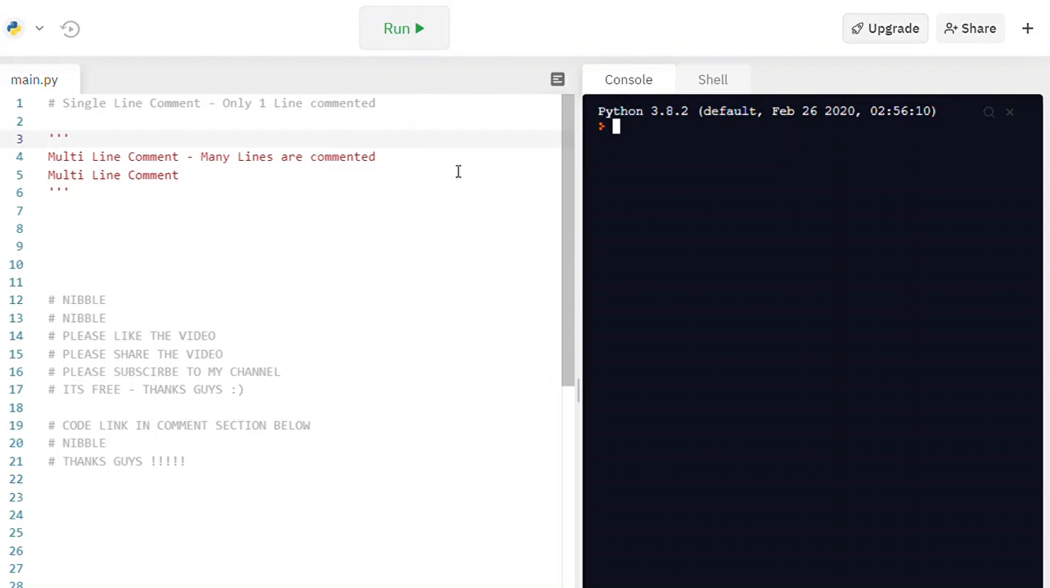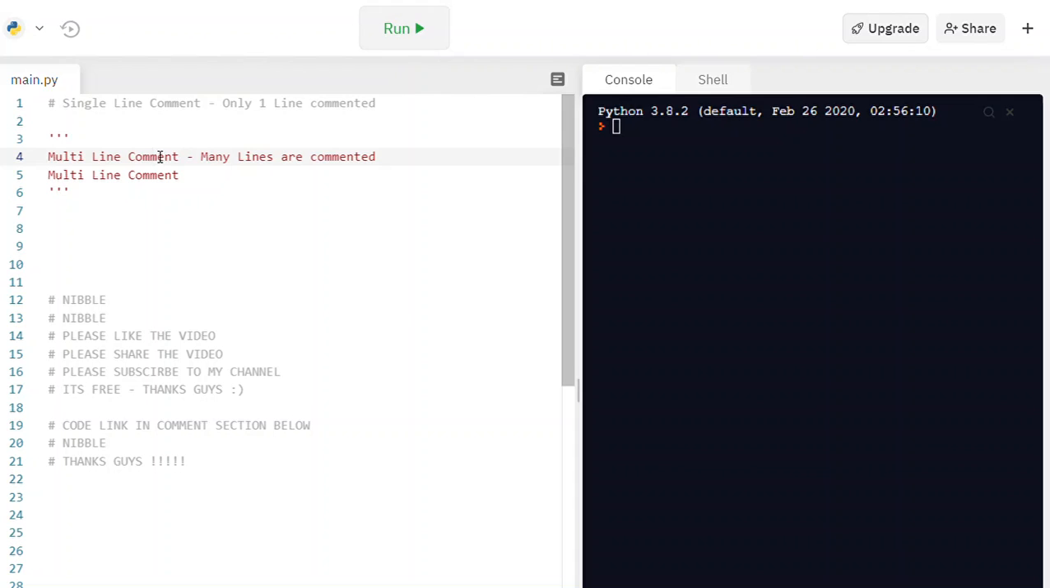Now for the multi-line comment, which means that more than one line of code can be commented. For writing a multi-line comment, you have to include three single quotes before the start of the comment and at the end of the comment. As you can see, I have written single quotes at the start of the comment and at the end of the comment too. And over the single line comment, I have written a hashtag.